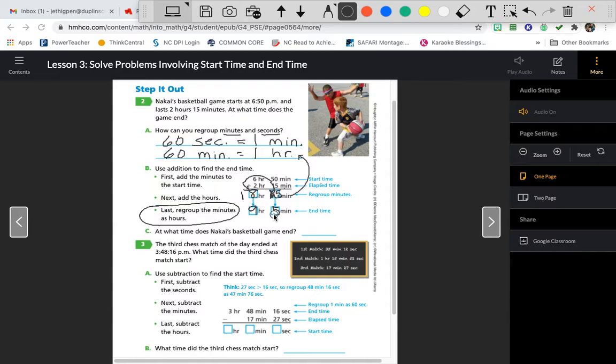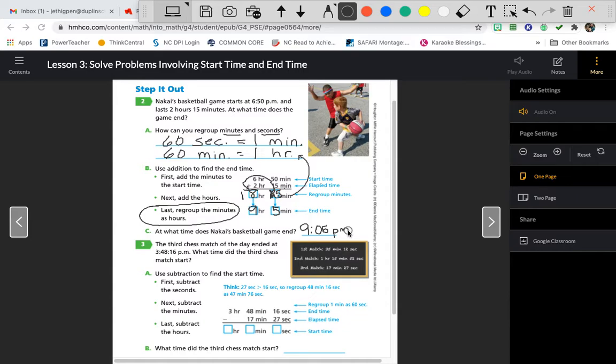So it says, at what time does Nakai's basketball game end? We would say it ends at 9:05 p.m. All right, let's look at number 3. The third chess match of the day ended at 3:48 and 16 seconds. So 3:48 p.m. What time did the third chess match start? Use subtraction to find the start time.